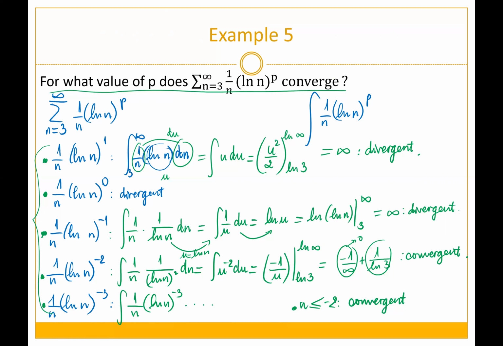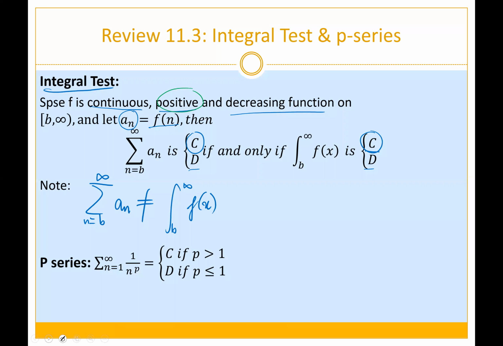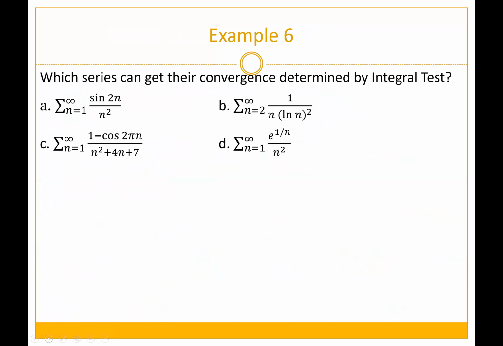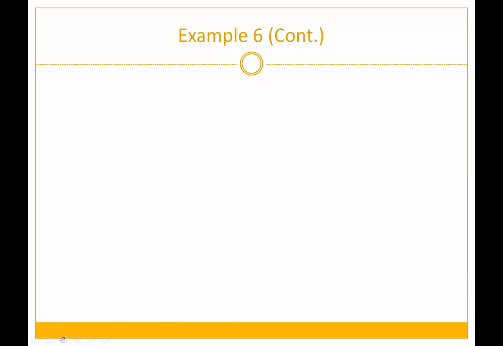Yeah, so let's do example 6. Which series can get their convergence determined by the integral test? So if you look at this here, to use the integral test, we have conditions that we have to satisfy. It has to be a continuous, positive, and decreasing function. So now let's get started.